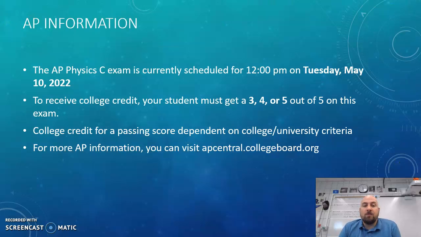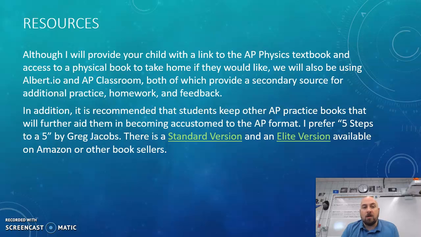AP information for the class. The AP Physics C exam is scheduled for noon, Tuesday, May 10th. Your child can receive college credit for this class. They must get a 3, 4, or 5 out of 5 on this exam. As a result, that would qualify them, at least in every Florida university, for credit for this class, depending on what their requirements are at the end of the year. For more information, you can visit apcentral.collegeboard.org.